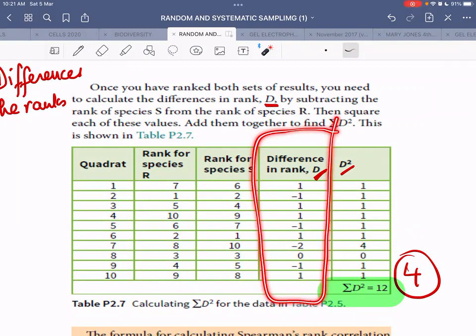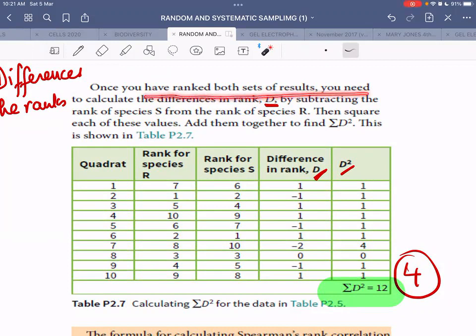हाँ मिस, लेकिन हमें कैसे पता चले कि हमें कौन सा किससे माइनस करना है? एस से आर करना है या आर से एस करना है? एक second. Once you have ranked both sets of results, you need to calculate the differences in the rank D by subtracting the rank of species S from the rank of species R. Then square each of these values.